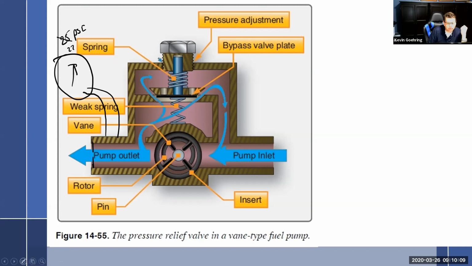And if more fuel has to be bypassed, then this has to open up further to let all that more fuel through. And if this has to open up further, that means the spring is going to get compressed a little bit more, and it takes a little more pressure to move it up. So just by the nature of the beast, you're going to see a slight increase in pressure as it goes. If, when you're working on these, you do see a slight increase of pressure because you doubled the speed of the pump, that's to be expected.